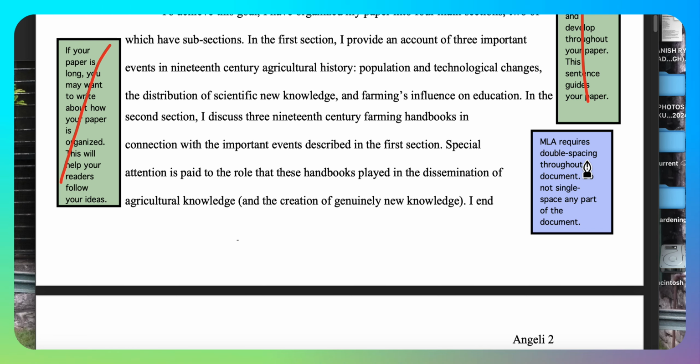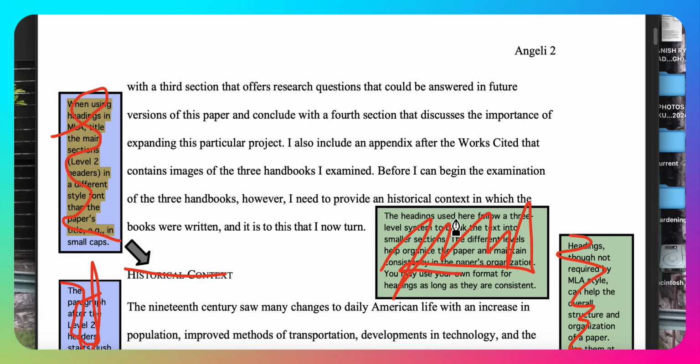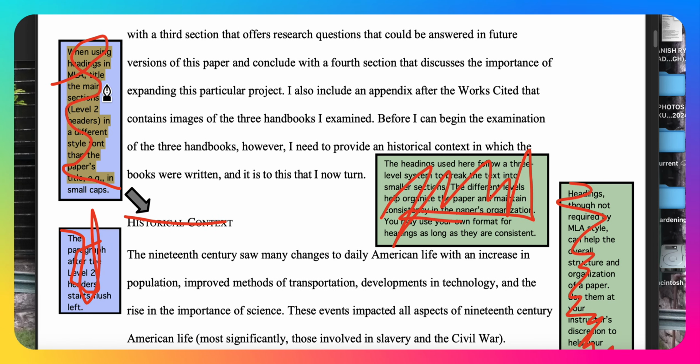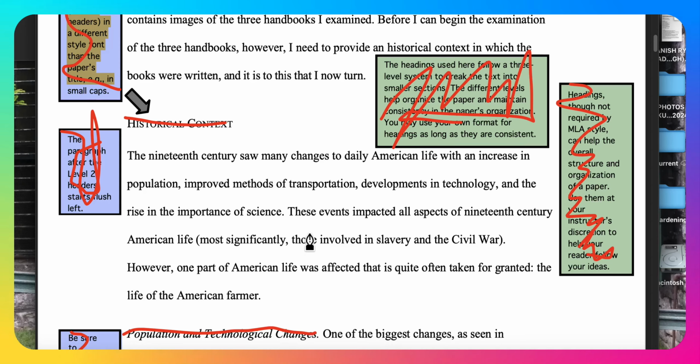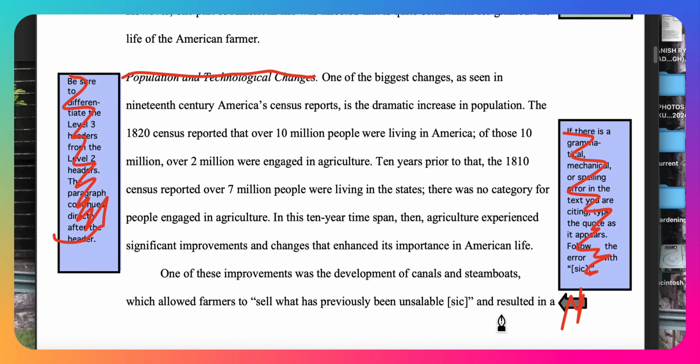MLA requires double spacing throughout a document. Don't single space any part of an MLA document. I crossed off this stuff. No headings. Again, that's for a traditional research paper. It's not for what you're doing here. So I just crossed that stuff out.